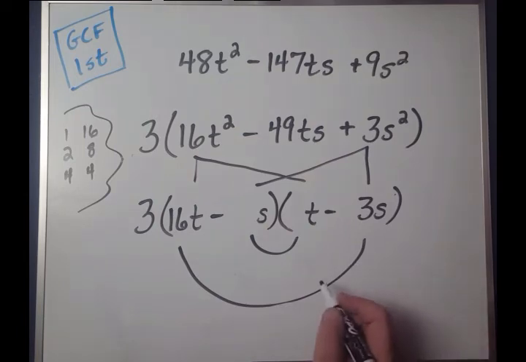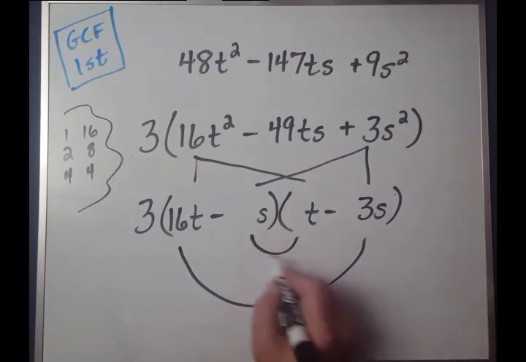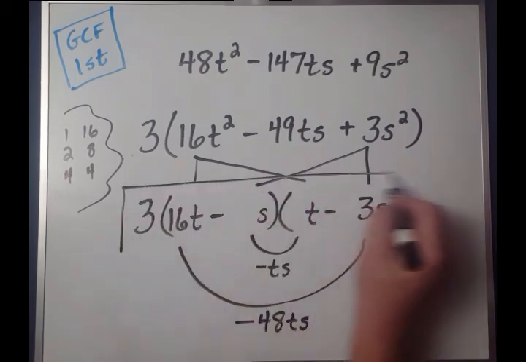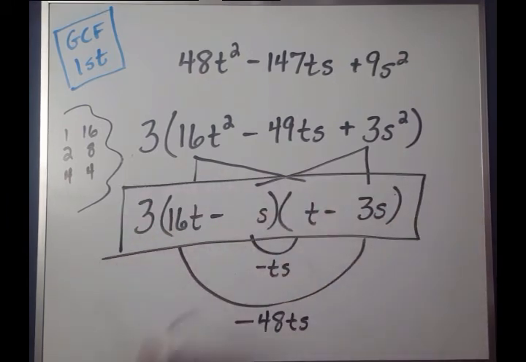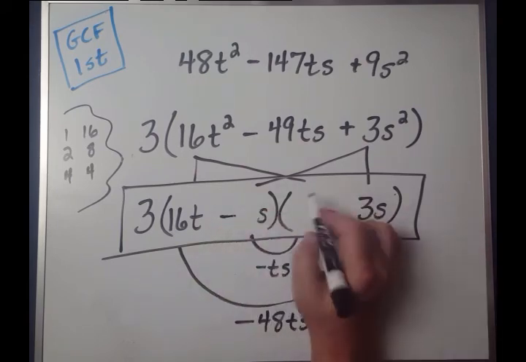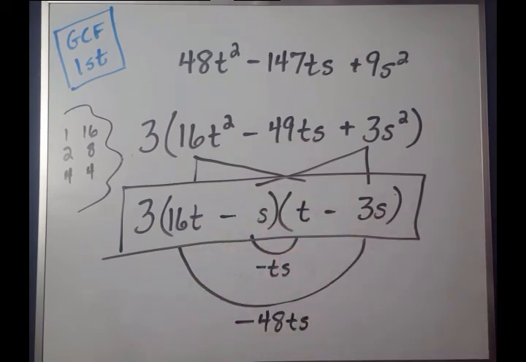Well, check your outside and inside. Let's see what we've got. The inside, minus TS. The outside, minus 16 times 3. How about that? 48 TS. A total of minus 49 TS. So this is how that factors. If you want to clean it up a little bit so it looks a little prettier, that's fine. But that's how it factors.